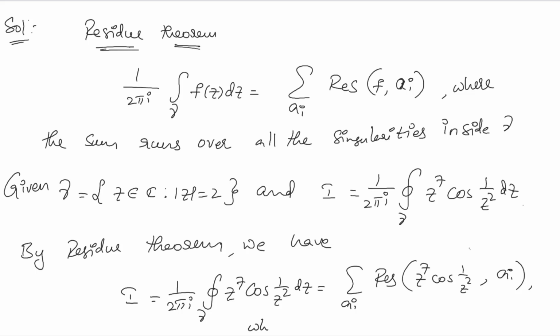Here a_i runs over the singularities of the function z to the power of 7 cos(1 divided by z square). So now if we look at the residues at each singularity of this function, we can find the final answer. Since z to the power of 7 cos(1 divided by z square) is our function, by just looking at it we can easily see that z = 0 is the only singularity.